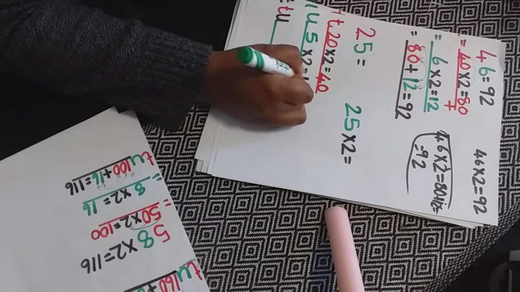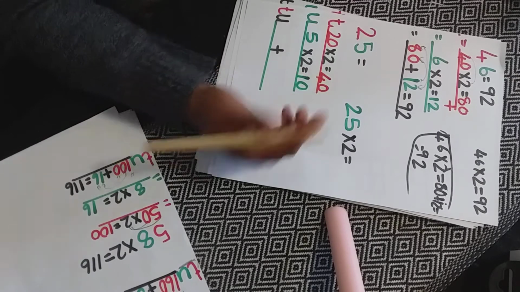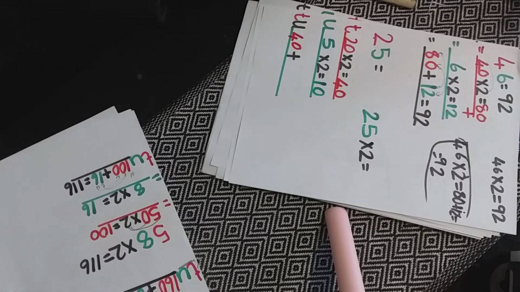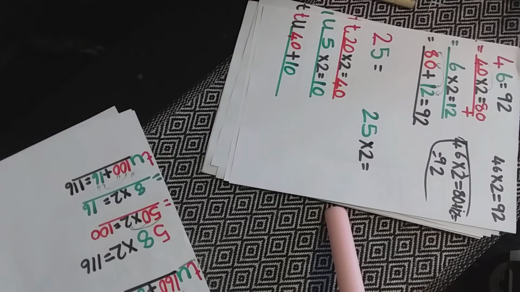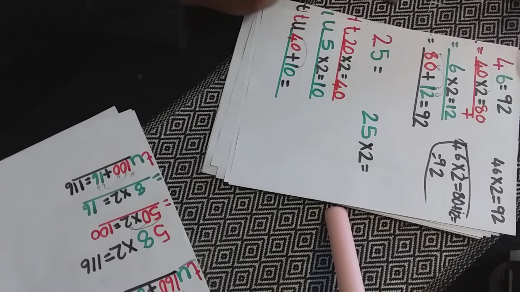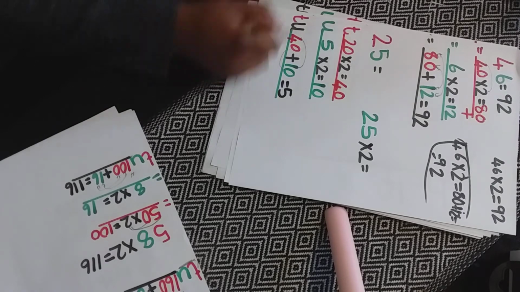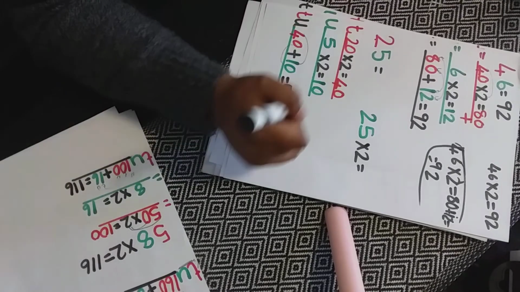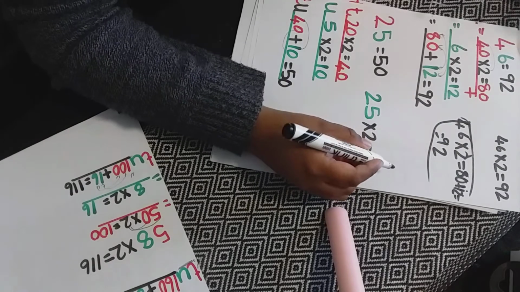Remember what I said, if I write my tens and my units underneath each other, I can see my answer. That's 40 plus 10 is equal to 4 plus 1 is equal to 5. 0 units and 0 units is 0. Therefore, double 25 is 50, and 25 times 2 is equal to 50.